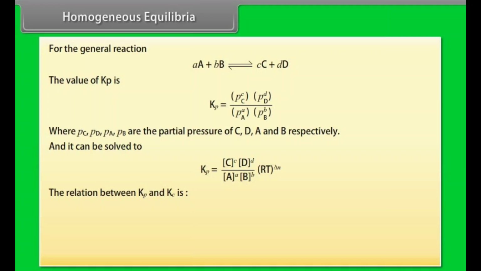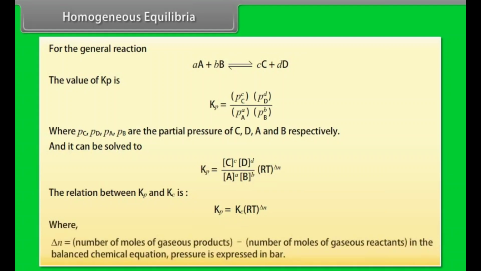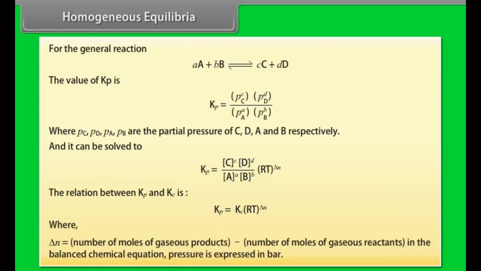The relation between Kp and Kc is Kp is equal to Kc into RT raised to the power delta N, where delta N is equal to number of moles of gaseous products minus number of moles of gaseous reactants in the balanced chemical equation. Pressure is expressed in bar.